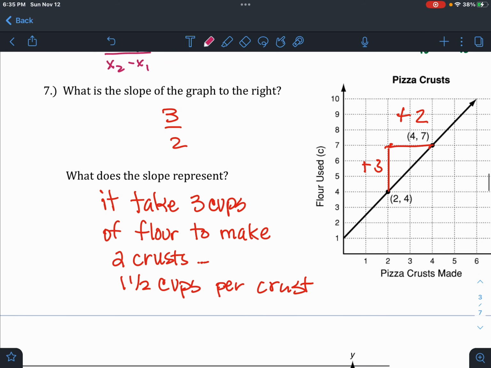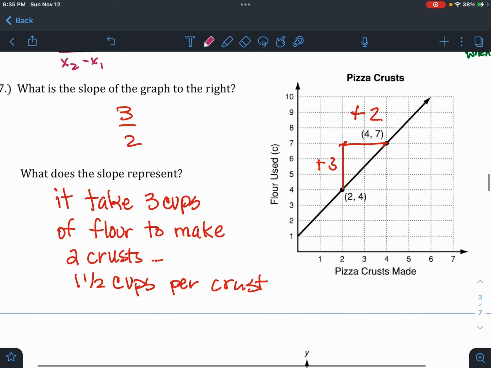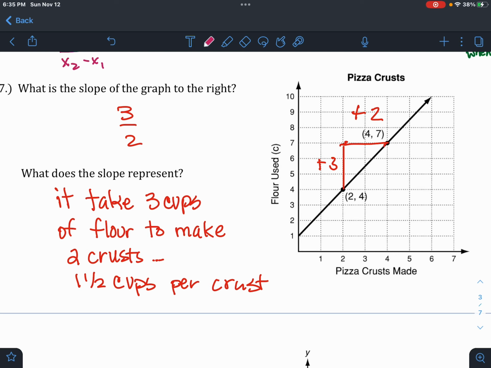On number 7, it asks us to find the slope of this graph, and because they are only going up by ones, we can go ahead and do rise over run. So I'm going up 3 and over 2. This is my rise and this is my run. So it's 3 over 2.